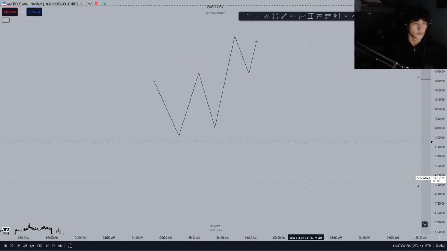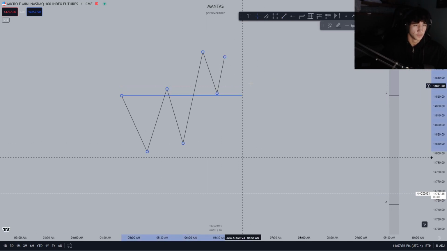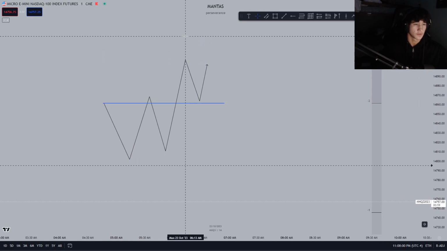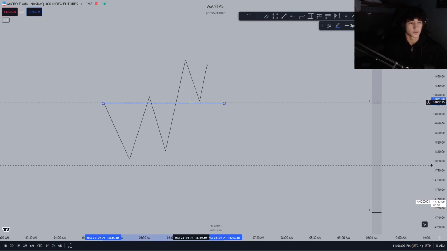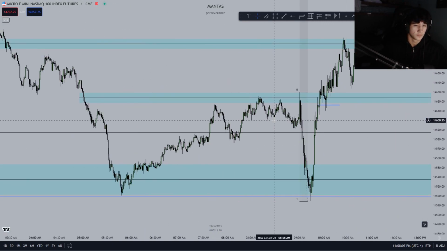A low, this low, swept. And we continue, we tap back into it. It's basically just one that gets swept and disrespected, we come back and we tap into it. We might make a weekly fair value gap.